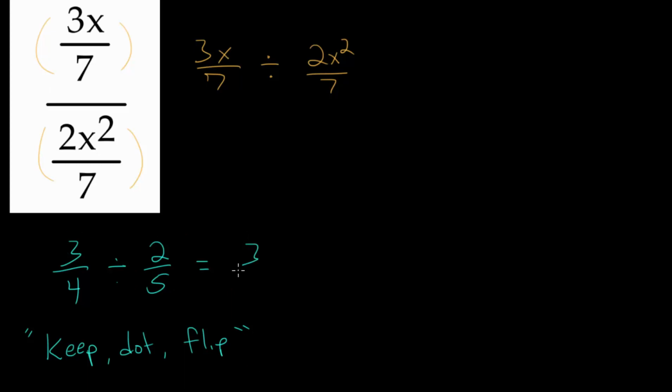So we keep the first one the same, we change this division to multiplication, which can be represented by a dot, and we flip the fraction we're dividing by. Once we change it to multiplication, we can just multiply straight across, and for this example, we would get 15 divided by 8. So we can apply that principle here. We can keep the first one the same, change this to multiplication, and then find the reciprocal of this second fraction, or in other words, we'll just flip it over.